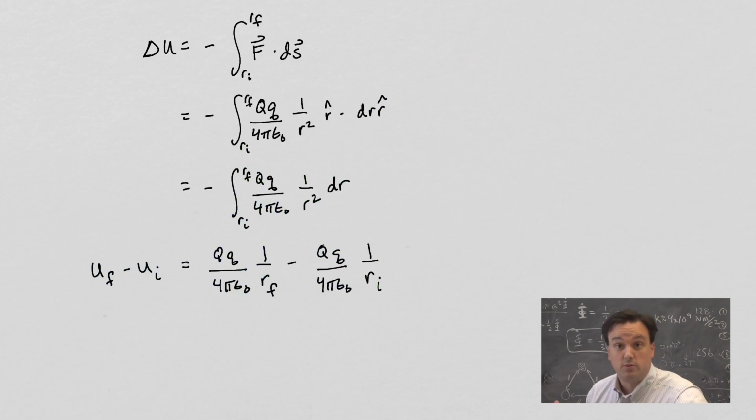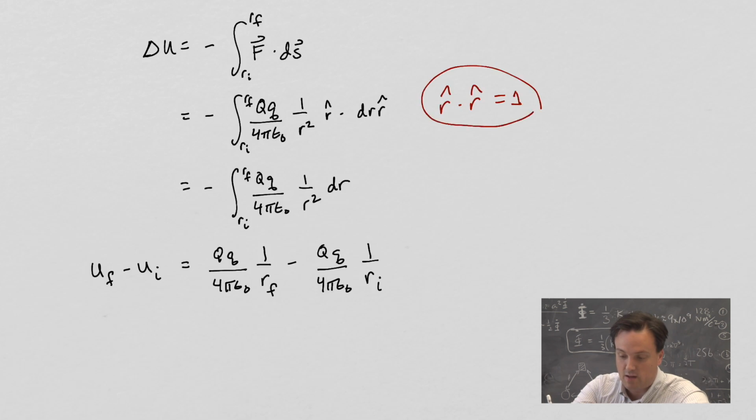Now, I can do this integral, right? It's actually not such a bad integral. I can plug in the expression that I have for the force and dot it with ds. I have to remember that r hat dot r hat is equal to 1, because r hat is the unit vector, and so the unit vector dotted with itself is the magnitude of 1 times the magnitude of 1 times the cosine of 0, which is also 1.